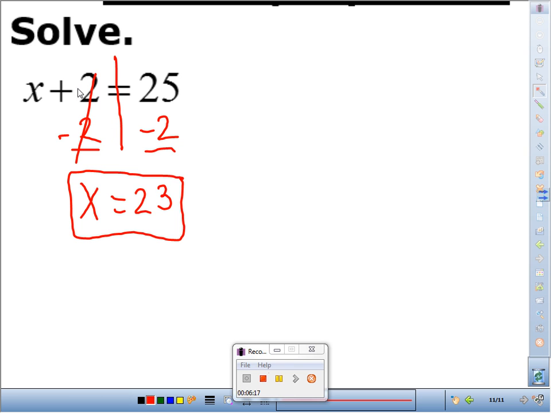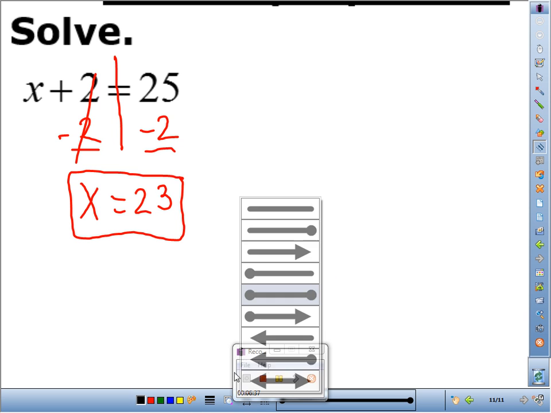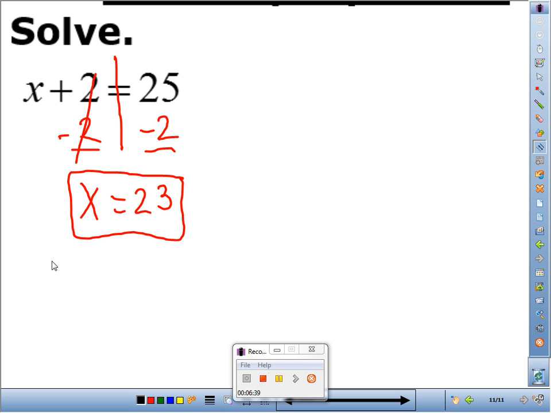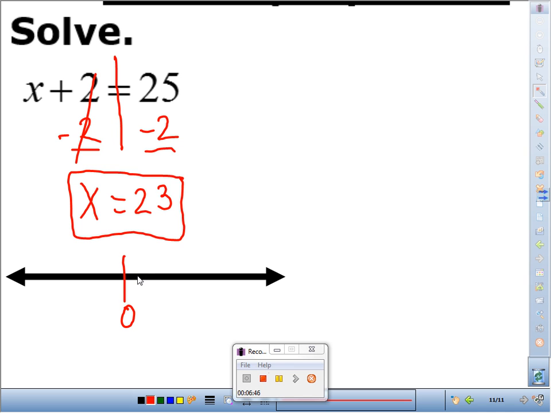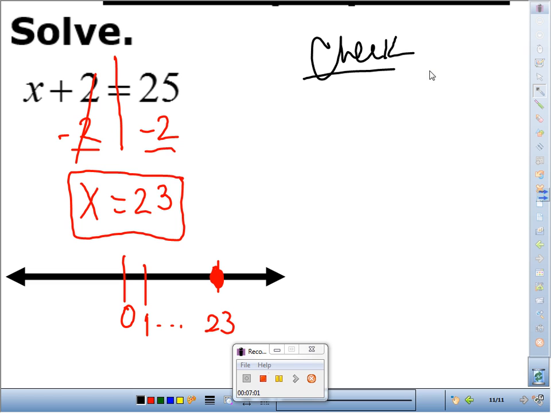So, simplify, isolate. Did we do that? Yes. Plot. Let's plot our solution. Get your number line. Draw your number line down here. 0. Then you're going to do 1, and then dot, dot, dot, 23, and you plot your point. So simplify, isolate, plot, and our last step is to check. Write check right next to it.